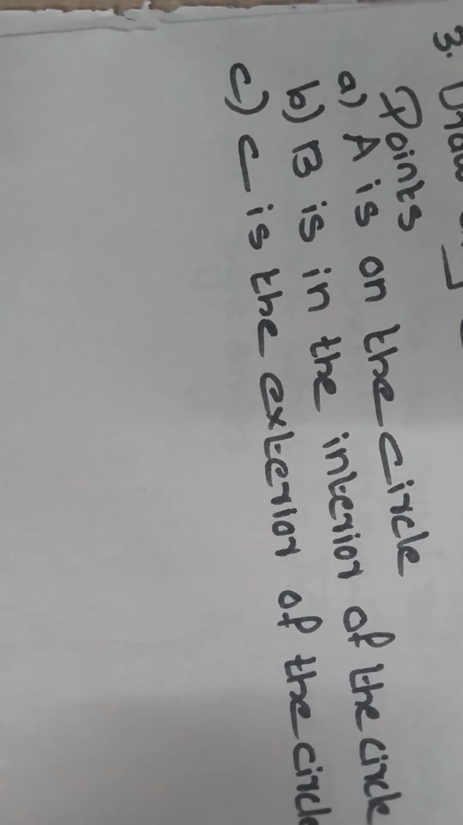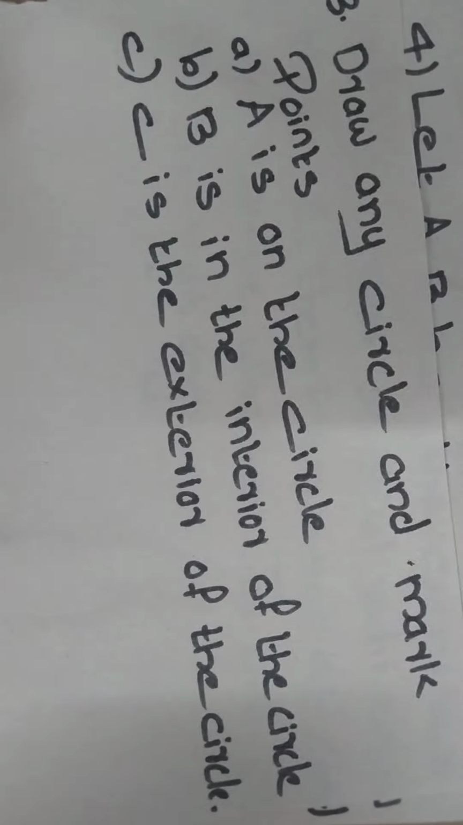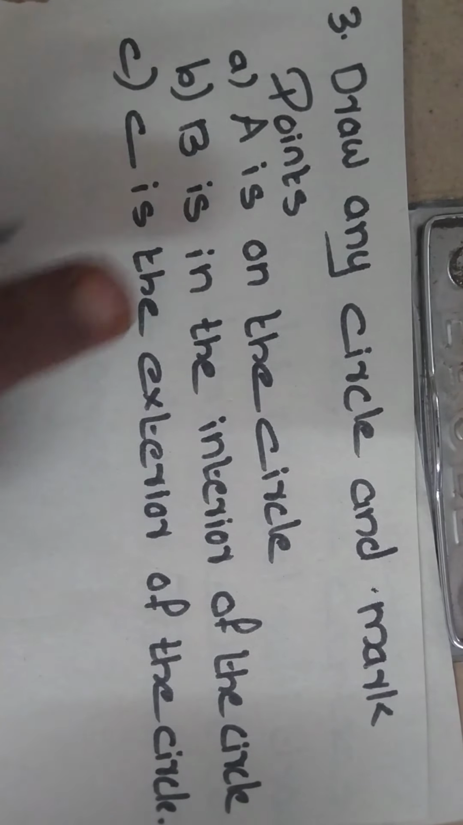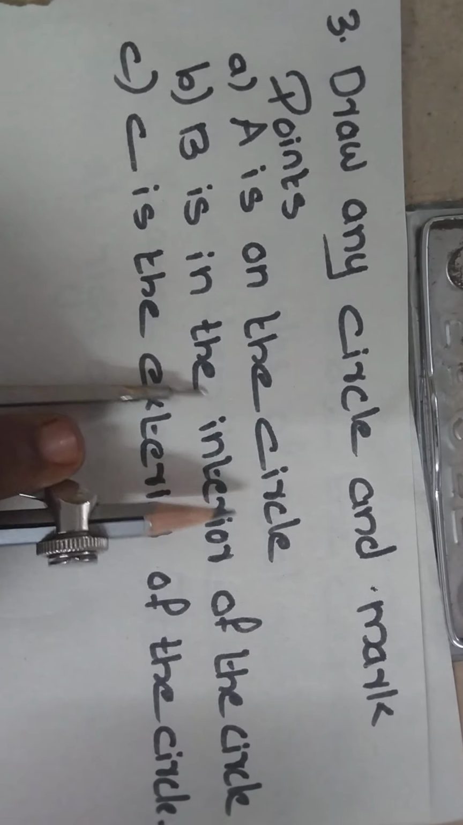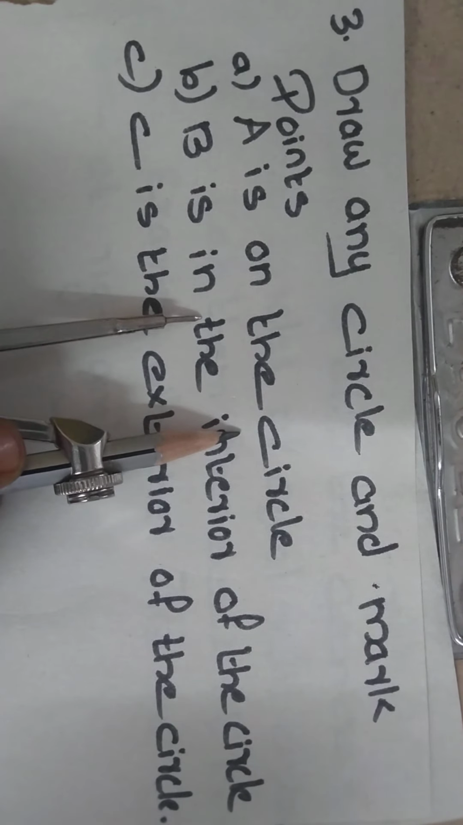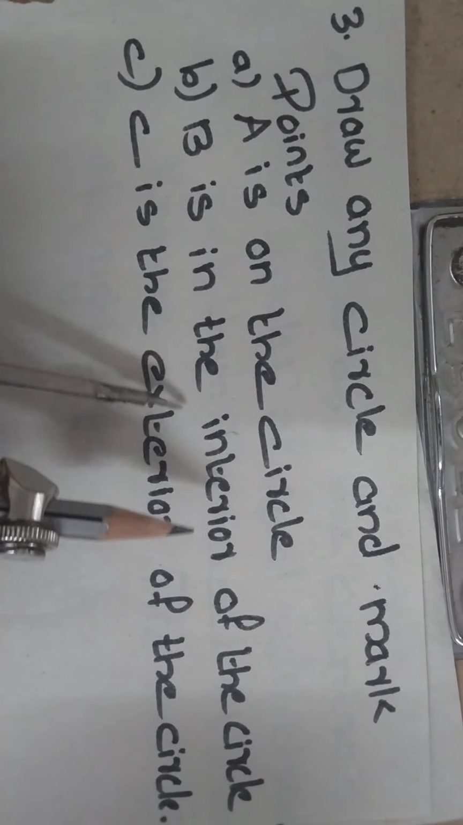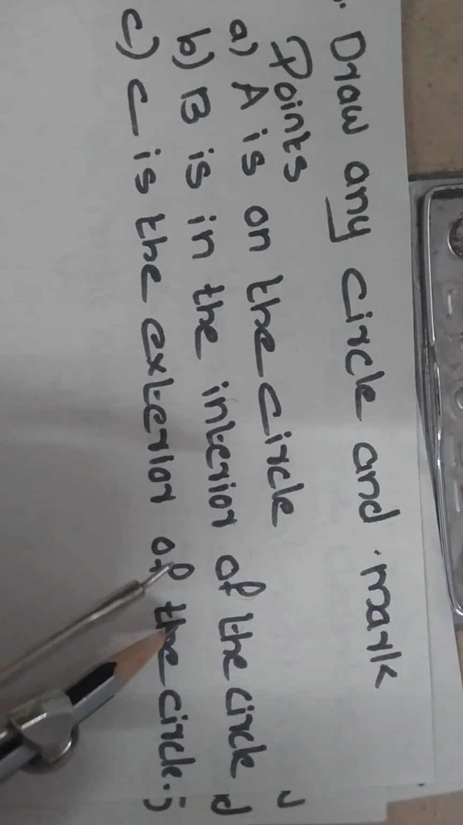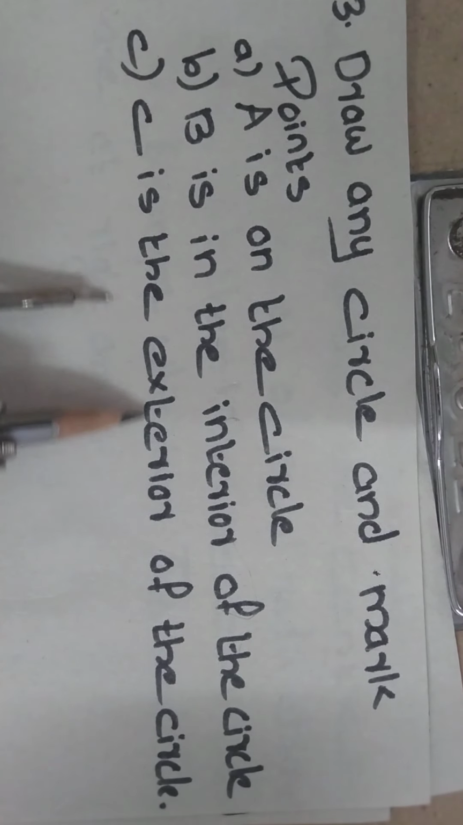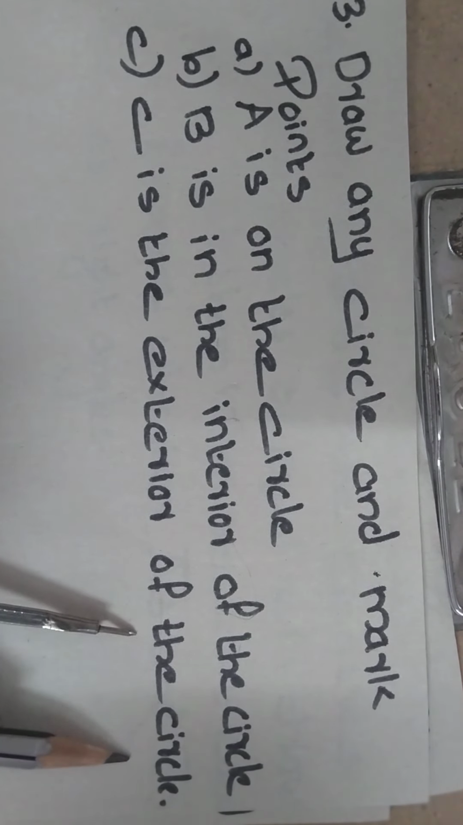Then next question, draw any circle. For the third question they have given that draw any circle and mark the point A on the circle. Point A, mark it on the circle. B is marking the interior of the circle. Interior means inside of the circle. And point C is marking on the exterior of the circle. Exterior means outside of the circle.